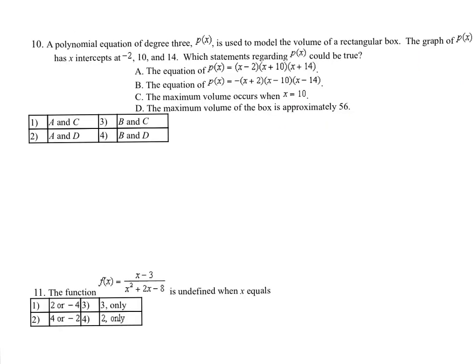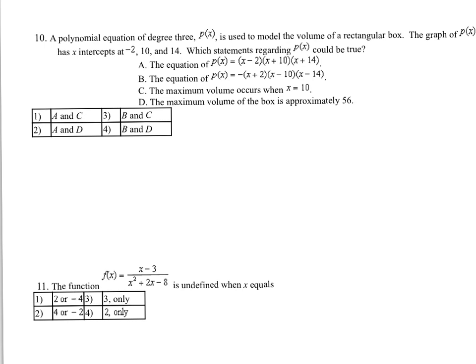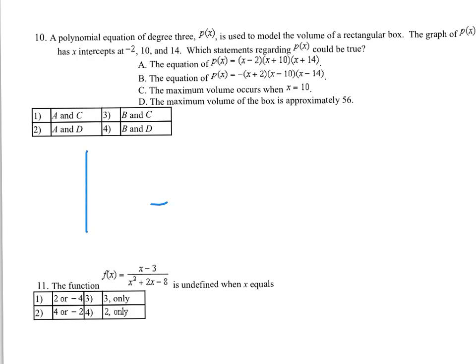So, number 10. They're giving you an equation, P of x, it's a degree 3, and it gives you what the x-intercepts are. So what I did was I just sketched the picture based upon that. Okay, so let's try that again. I'm going to sketch that picture, and I know that x is equal to -2. So I'm just going to go like this, and that's going to be -2. I'll write that in just a minute. And then I've got 10, and I have 14. Obviously, my picture's not drawn to scale.